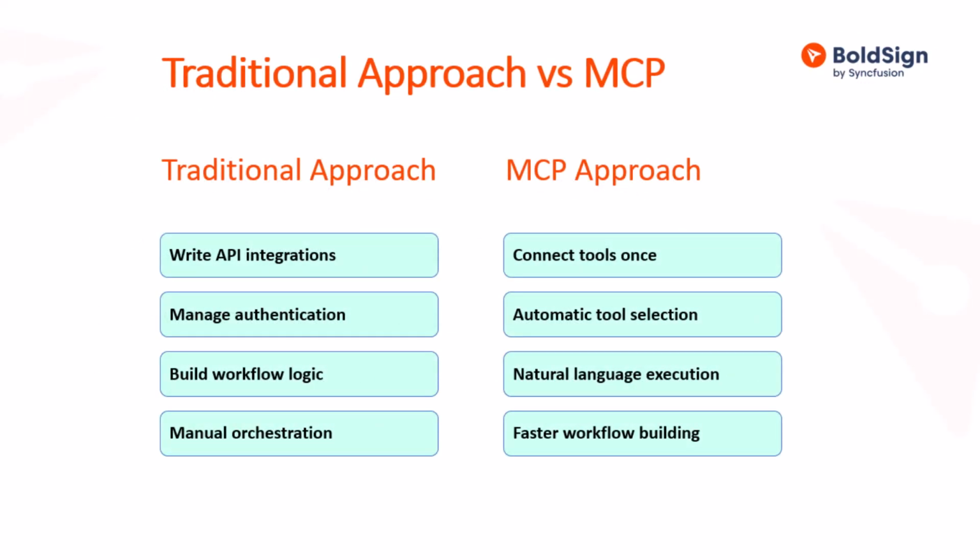Before we dive into the demo, let's quickly look at why MCP matters. Traditionally, connecting AI applications with external systems requires custom API integrations, authentication handling, and workflow orchestration. With MCP, these capabilities are exposed as tools that AI agents can use directly. Instead of manually writing logic for every action, the agent can understand the user's request, choose the appropriate tool, and execute the workflow automatically. This makes it much easier to build intelligent applications that interact with systems like BoldSign.